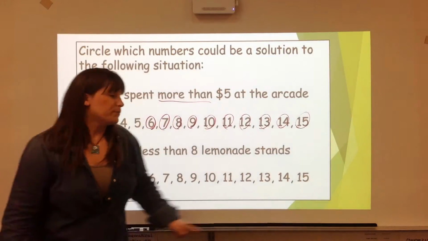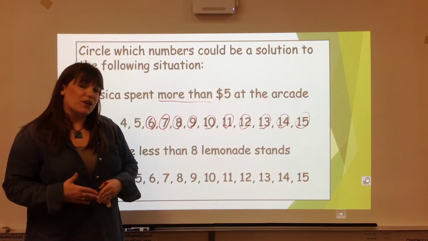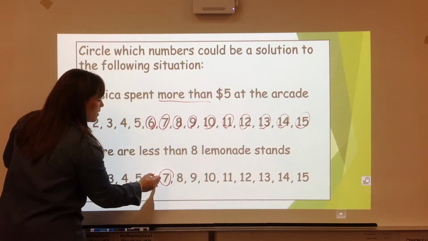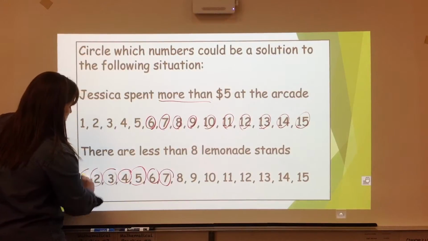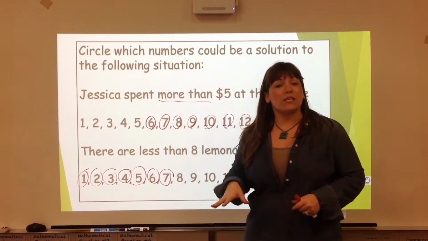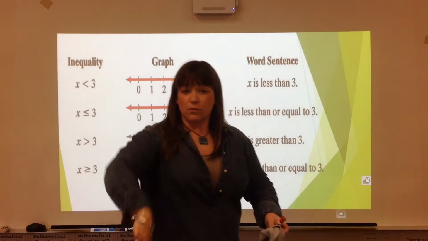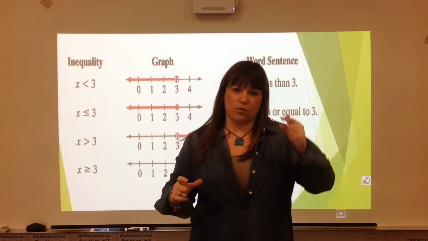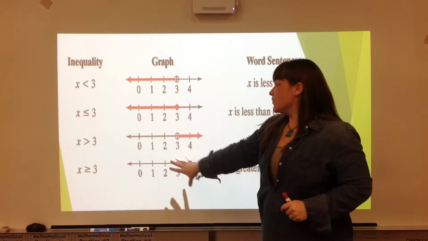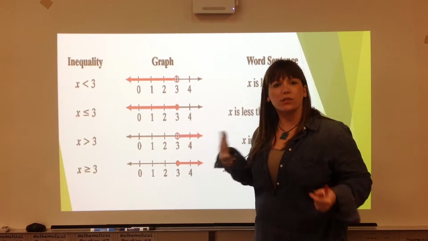The second situation is that there are less than 8 lemonade stands. 8 is where we're starting from, but we can't circle 8 because it has to be less than 8. So I'm going to circle all the numbers smaller than 8. So it's that idea first. I want us to understand that when we're dealing with inequalities, you could have more than one answer that fits that situation. Below that, there is a quick visual that I put on purpose on the bottom. This kind of gives us a quick visual of what we're going to be taking our notes on. So you can look at this afterwards and it'll make more sense.